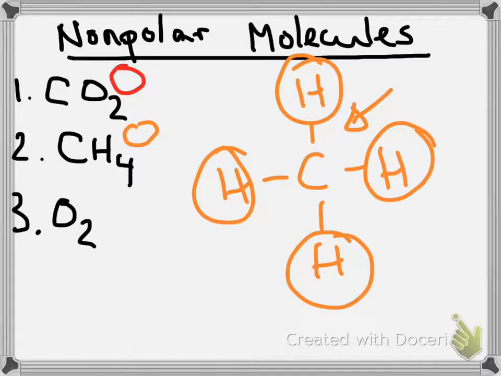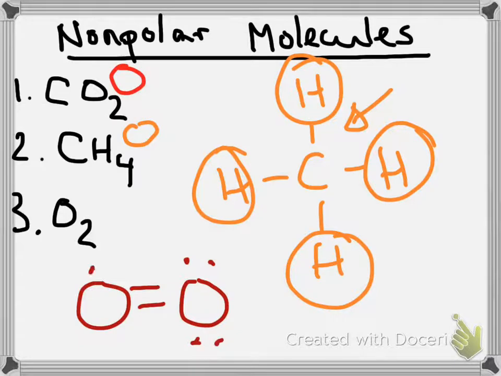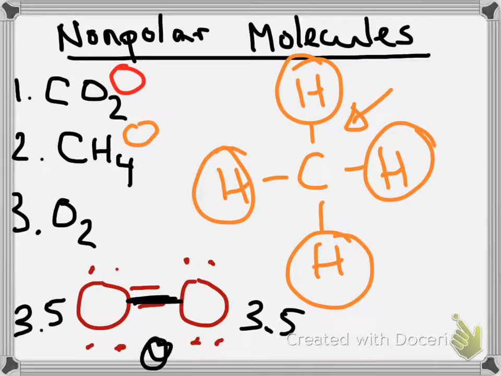And our last structure is oxygen, which looks like this. Because there are only two atoms, we can calculate the polarity of this molecule by just calculating the polarity of the bond between them. So oxygen has an electronegativity of 3.5, and 3.5 minus 3.5 is 0. Okay, so this is a nonpolar molecule.